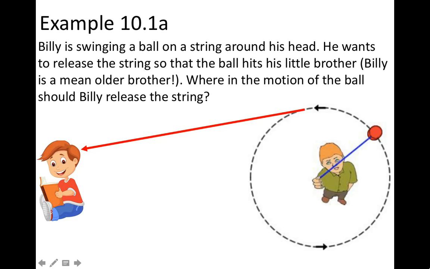So the string is going to be perpendicular to that red arrow at the point where Billy should release the string. The string provides an inward tension force that keeps the ball moving around in the circle, and when Billy releases that, it will stop moving in a circle. The condition for circular motion will no longer be met, and the ball will stop moving in a circle. It'll start moving towards the little brother's head. Sorry, little brother.